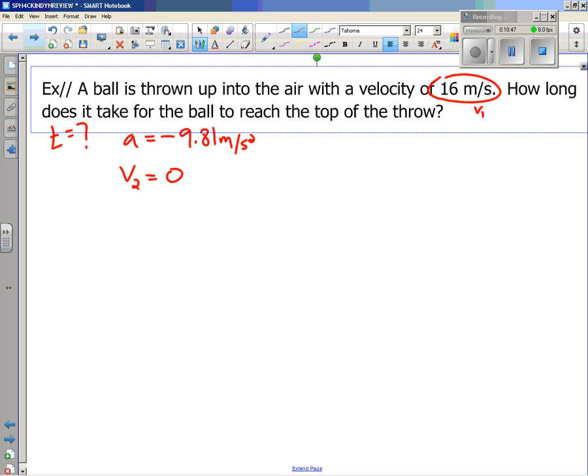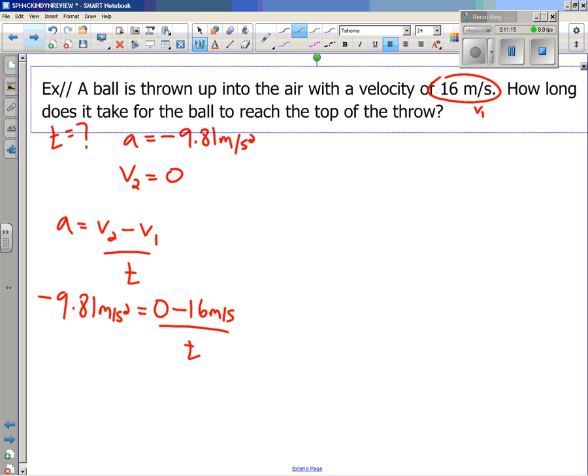So I've got a V1, a V2, an A, and I'm trying to solve for T. Let me think here. I think that's going to be equation number 1, which is simply A equals (V2 minus V1) over T. And I've got everything but one thing. Negative 9.81 meters per second squared equals (0 minus 16 meters per second) over T.